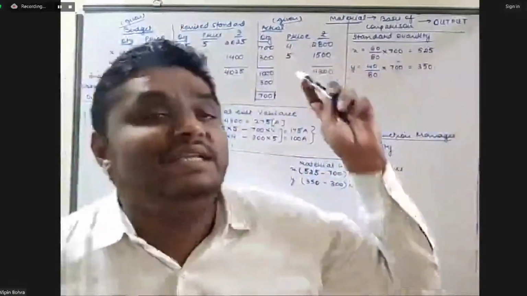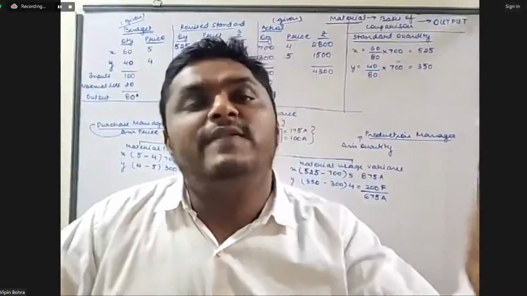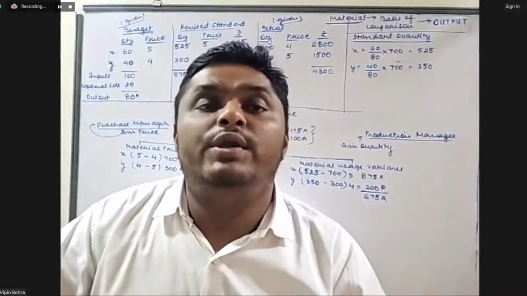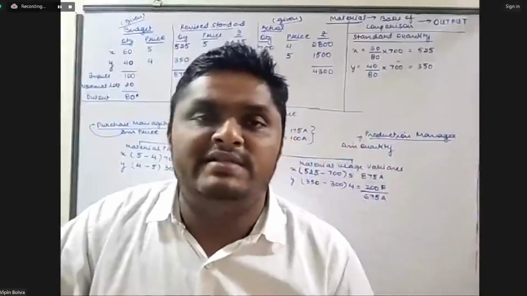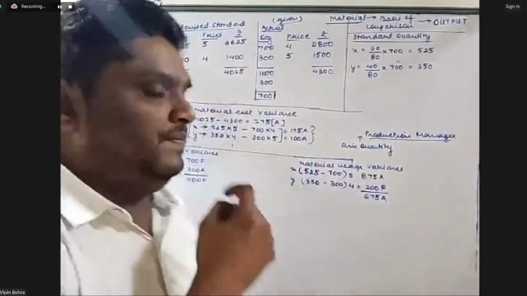The actual price represents the work done by the purchase manager. So the performance of the production manager will not be evaluated by the work done by the purchase manager. That's why I have taken 5 and 4 as the standard price.